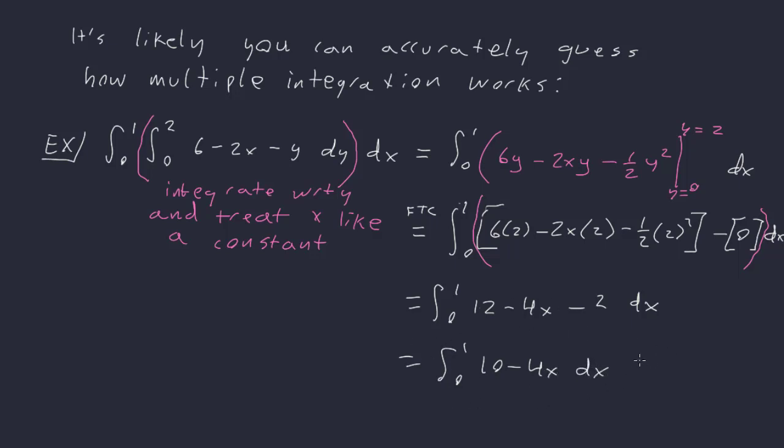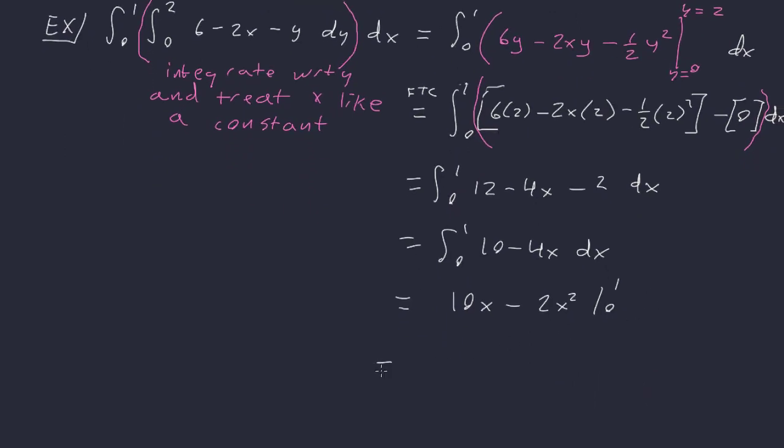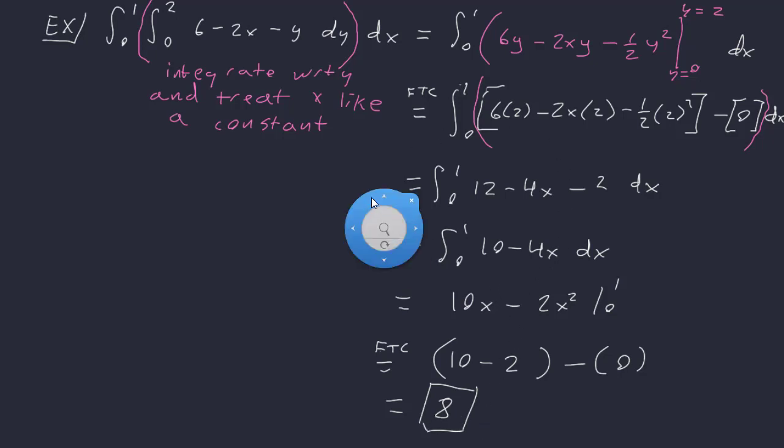And now, it's just a calculus 1 problem, since we've gotten it reduced down to an integral of a single variable. So we just integrate this. This integral of 10 minus 4x dx will be 10x minus 2x squared. And we will evaluate that by the fundamental theorem of calculus by plugging in 1 and 0. So we get 8. So that is essentially how this works.